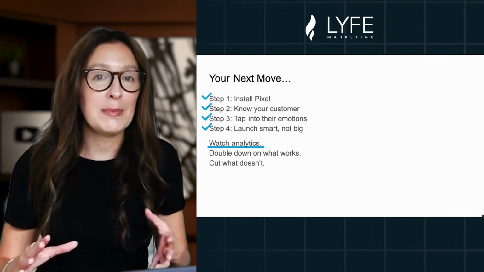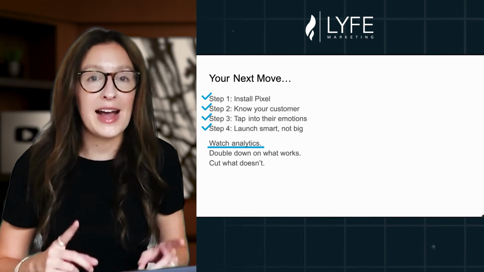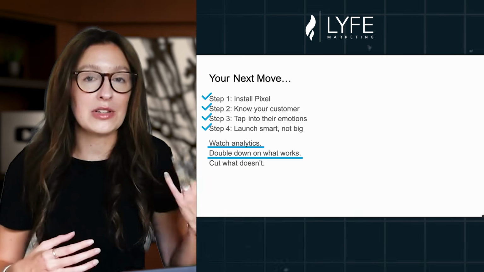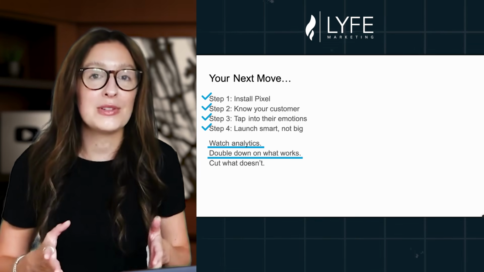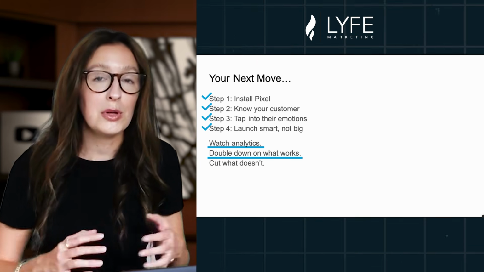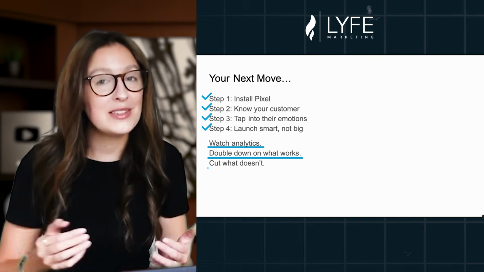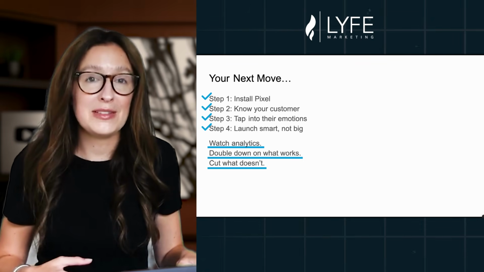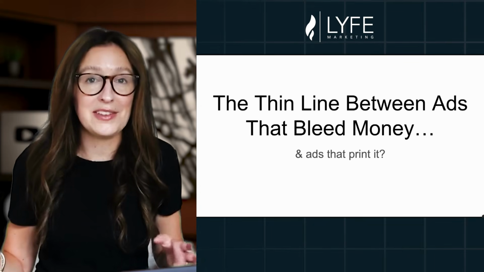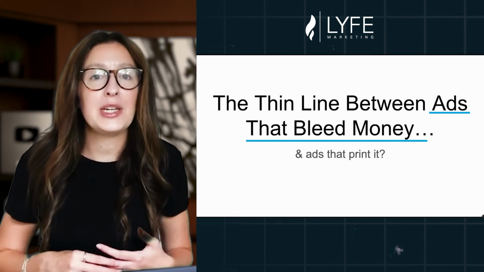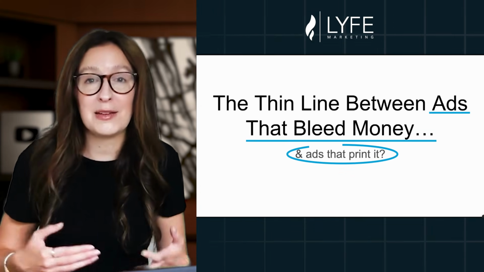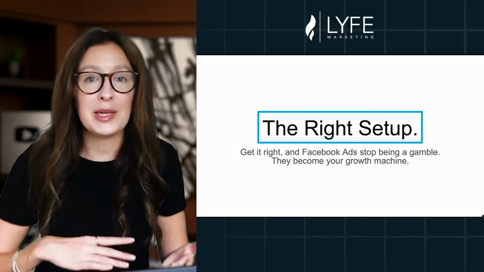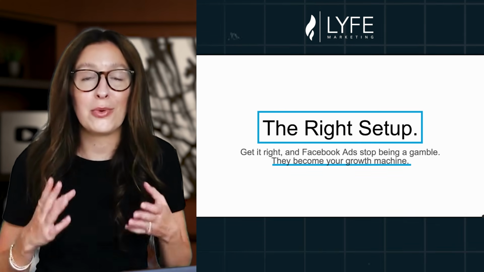From there, you want to keep your eye on the analytics inside of Ads Manager. Pay attention to which pain point or goal or ad creative or copy is driving the most results at the lowest cost per result. Put more money towards what's profitable and scale back on what isn't. If you do this in order, you'll be miles ahead of every business throwing spaghetti at the wall inside of Ads Manager, because the difference between ads that bleed money and ads that print money is just the right setup. Get it right and Facebook ads stop being a gamble and instead become your growth machine.